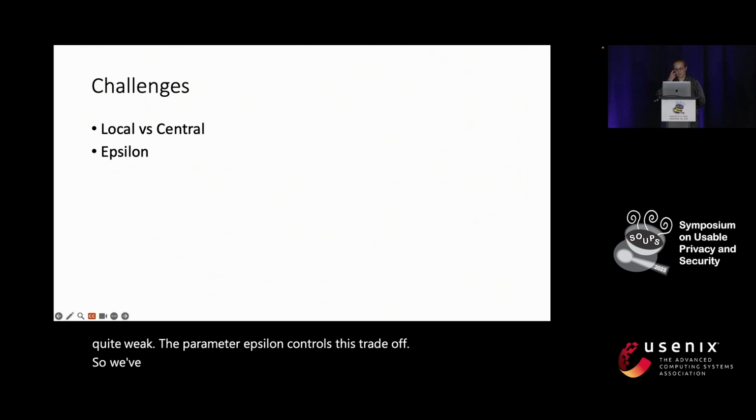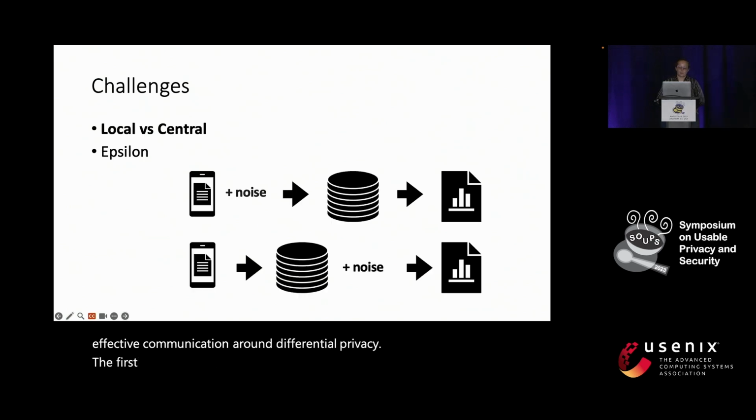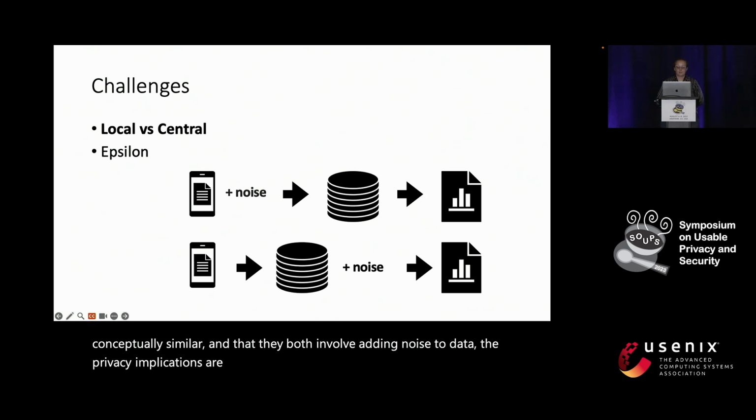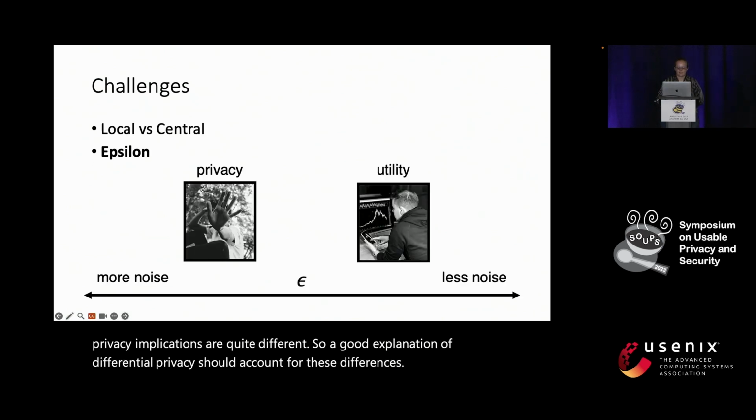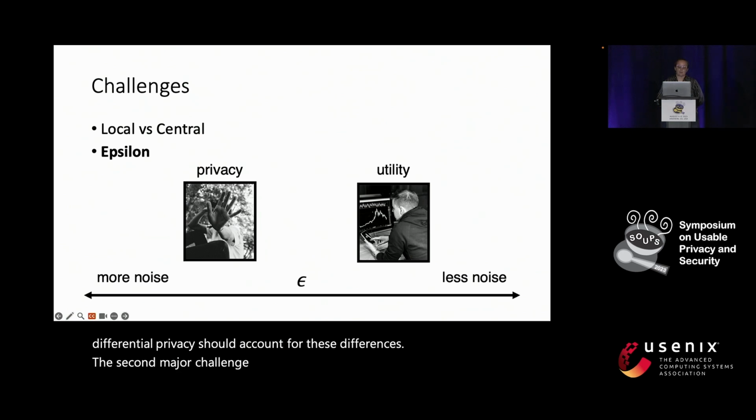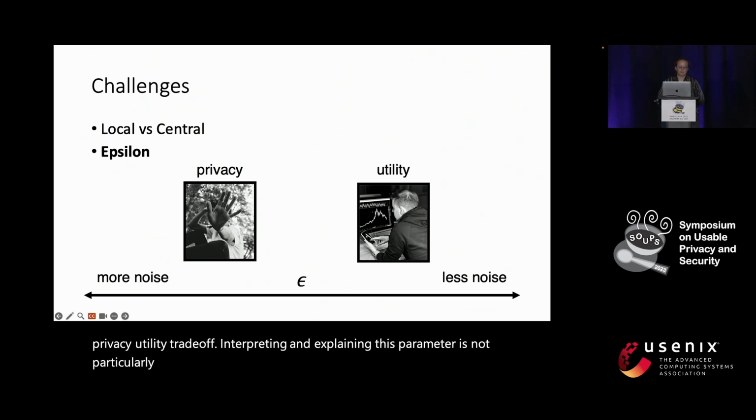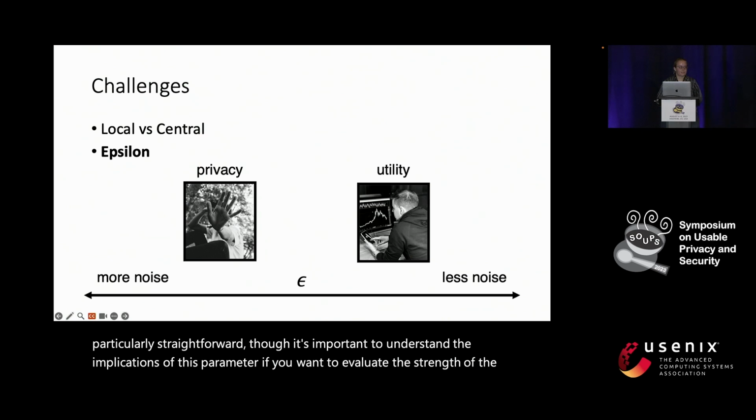So we've conducted two studies related to two key challenges in developing effective communication around differential privacy. The first challenge is that while the local and central models are conceptually similar in that they both involve adding noise to data, the privacy implications are quite different. So a good explanation of differential privacy should account for these differences. The second major challenge lies in this epsilon parameter that controls the privacy utility trade-off. Interpreting and explaining this parameter is not particularly straightforward, though it's important to understand the implications of this parameter if you want to evaluate the strength of the privacy protection.